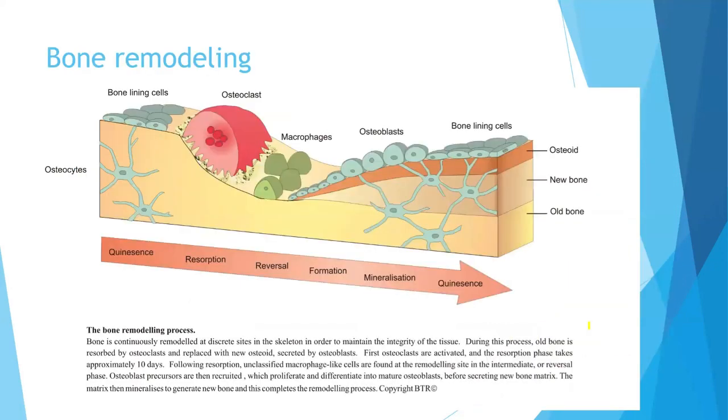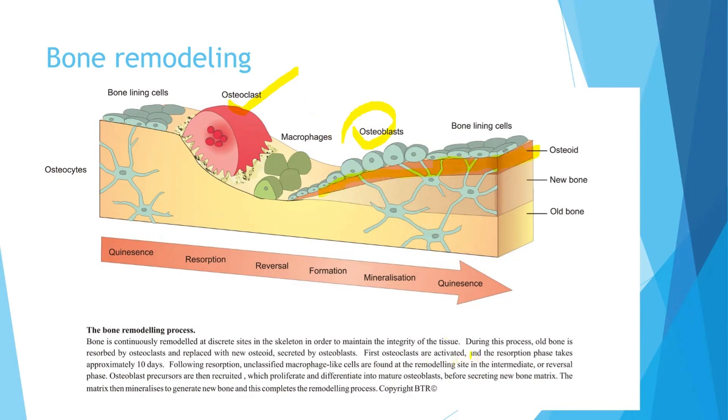Now, let's have a simple concept about bone remodeling. So the bone is continuously remodeled at discrete sites in the skeleton in order to maintain the integrity of the tissue. Now, during this process, the old bone is resorbed by osteoclasts, right, and replaced with new osteoid secreted by osteoblasts. And this is the osteoid, okay? Here, this is the osteoid.